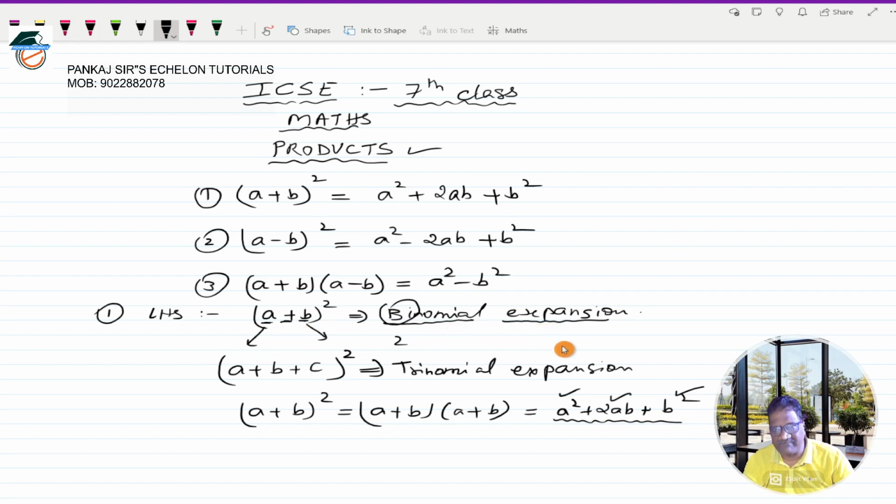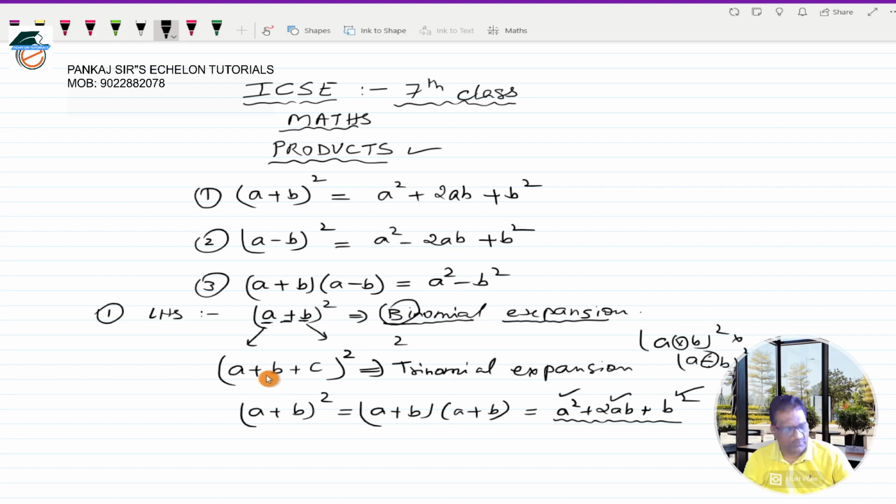But remember, a into b the whole square is not a binomial expansion, because here you have a multiplication sign. Even a divided by b the whole square, you cannot call this a binomial expansion, because multiplication and division doesn't make it a binomial expansion. It should be either a plus or a minus. I think things are clear to you now. Okay, fine.